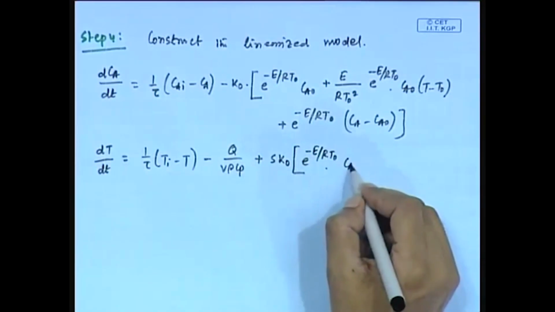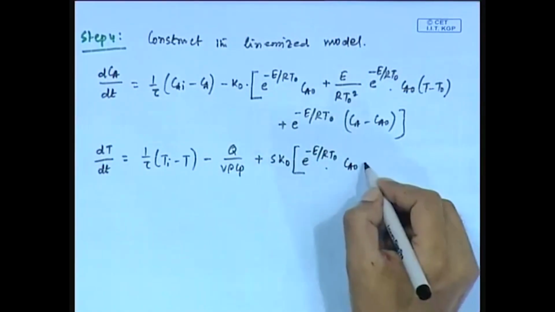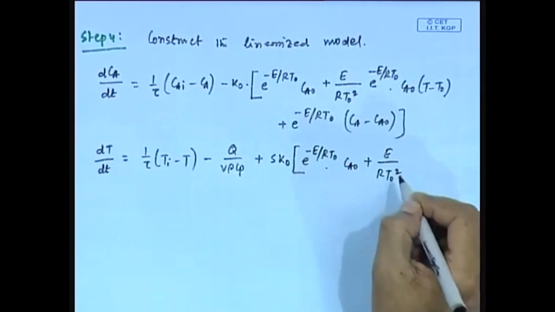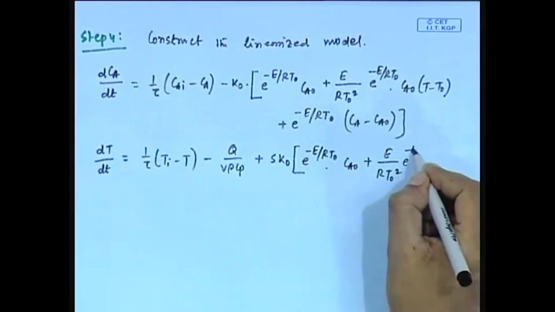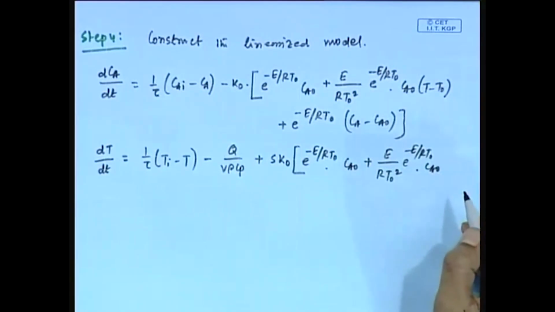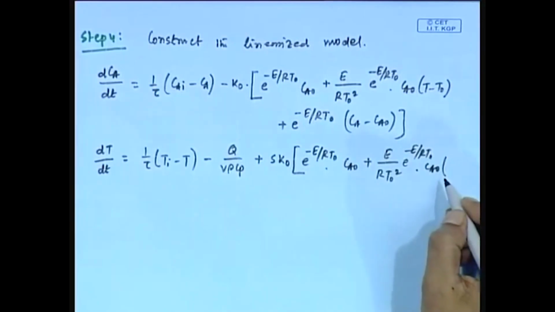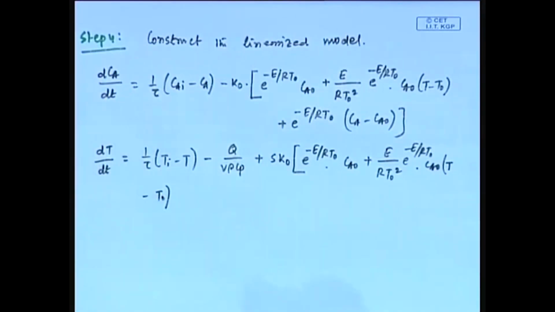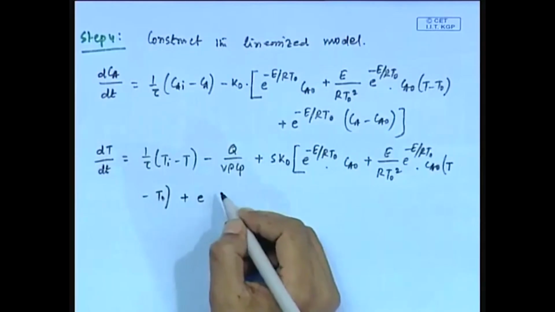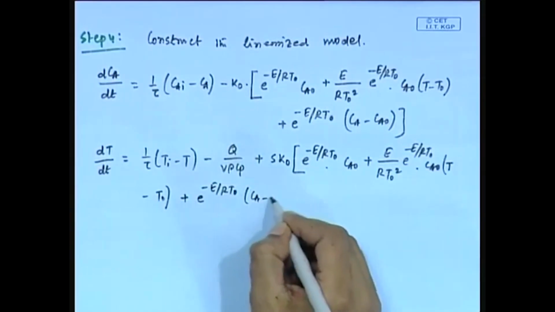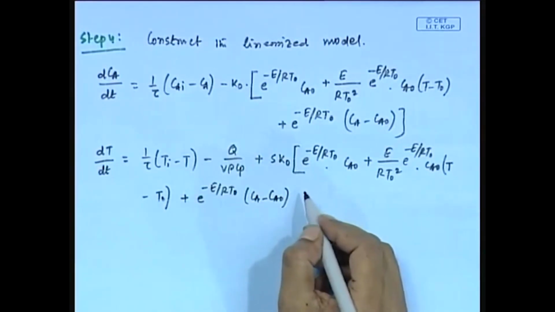Exponential of minus E divided by R T naught times C_A naught, then E divided by R T naught square, exponential of minus E divided by R T naught multiplied by C_A naught, multiplied by (T minus T naught). The last term is exponential of minus E divided by R T naught multiplied by (C_A minus C_A naught).